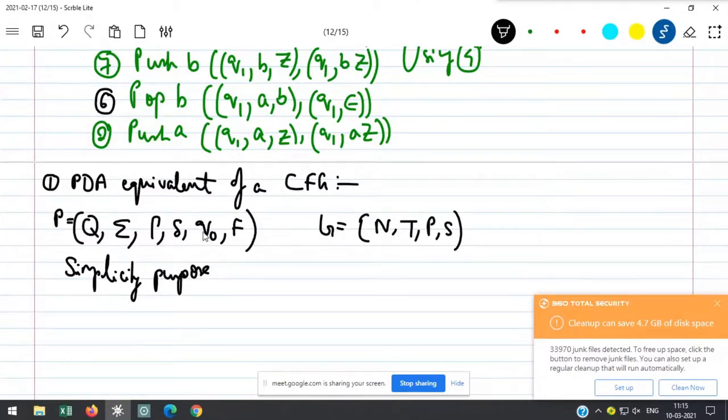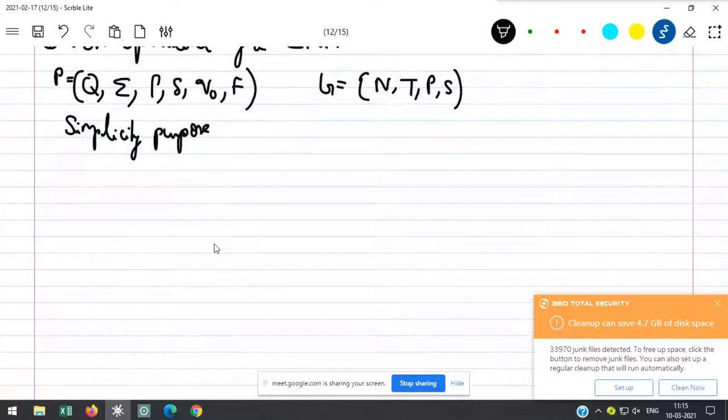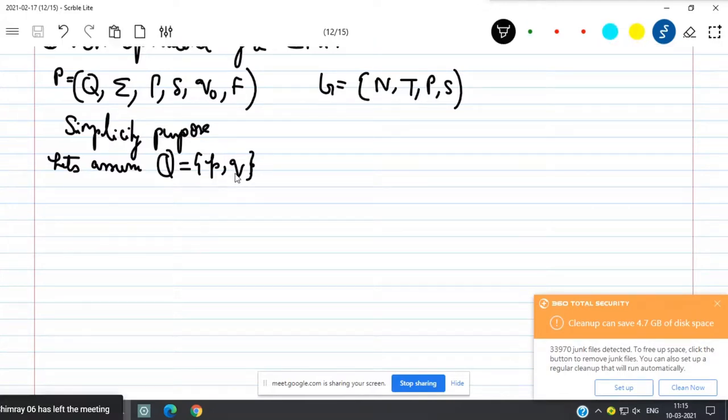Always try to simplify the problem, okay? Do not complexify the thing from the beginning so that it will be easy for you guys to understand it. That's why for simplicity purpose, let's assume you have only two states, that is P comma Q. It is our assumption. If you're going to design a pushdown automata by reaching the final state, you can consider Q as the final state. It's up to you.